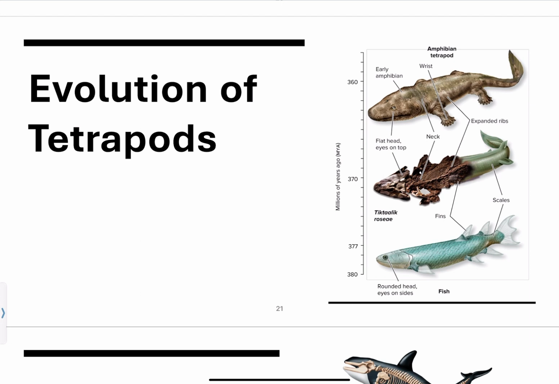So over time, these early tetrapods moved on to land, where they continued evolving to cope with new challenges, like breathing air, supporting their bodies without buoyancy, and reproducing in a dry environment. So this led to the development of lungs, weight-bearing limbs, and eventually amniotic eggs in reptiles and mammals.